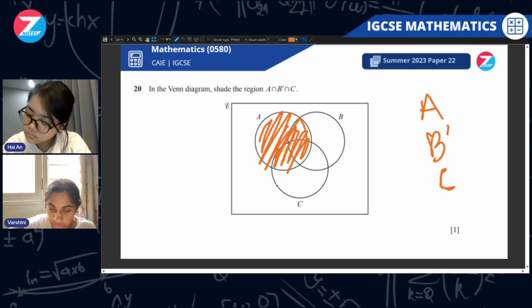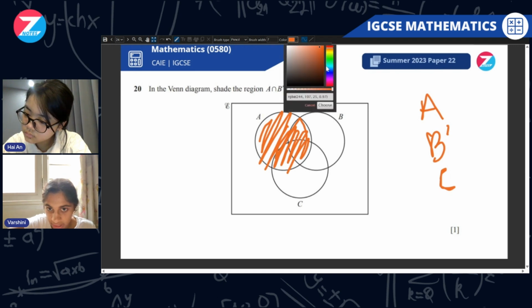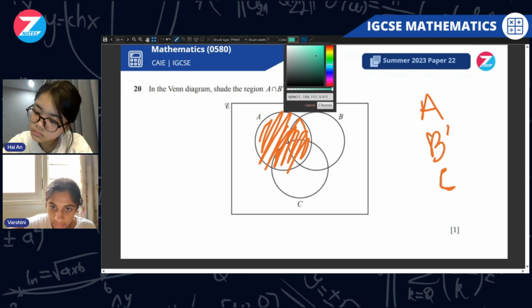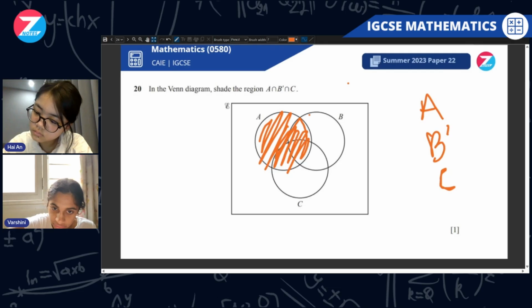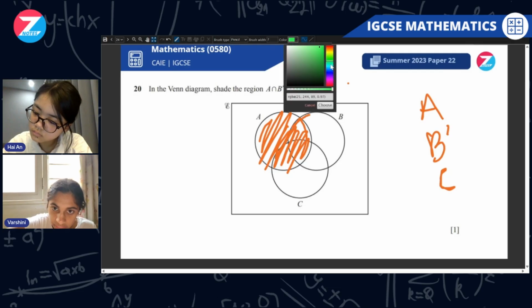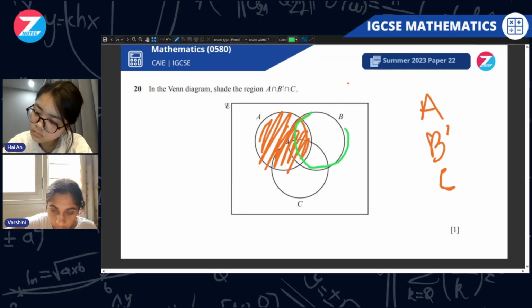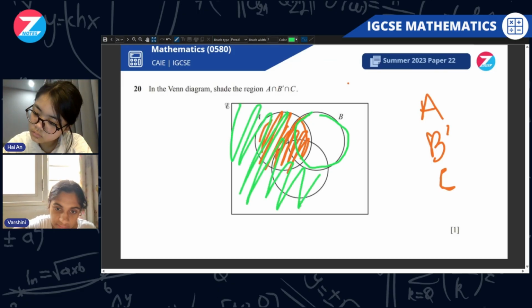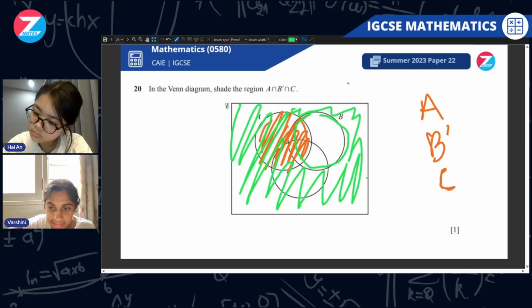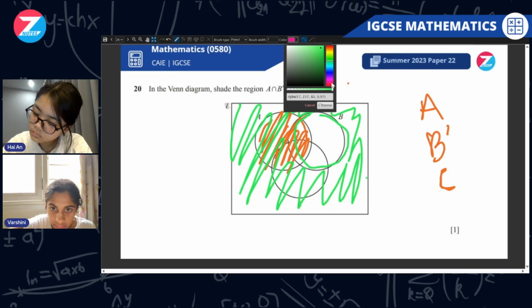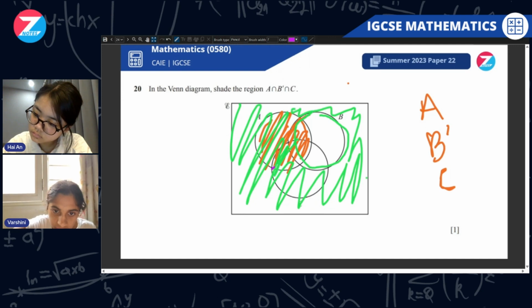And B complement is going to be everything outside of B. Let's take a different color for B. Let's take blue. Okay, so everything outside of, so if this is, hold on. So if this circle is B, we want everything that doesn't come in B. So that's going to be everything outside of B. Let's shade loosely. And lastly, C. So let's take pink. We know C is going to be this circle.